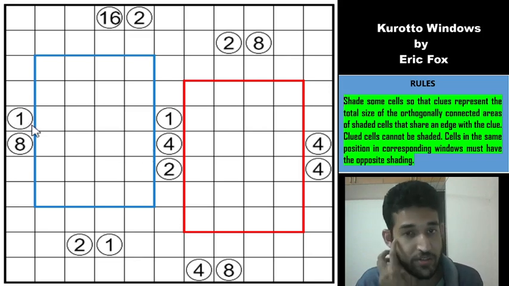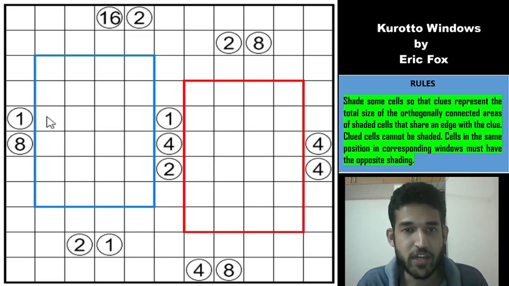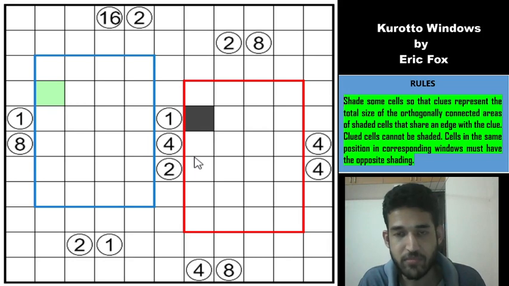Okay, this one clue is easy to start because we know that exactly one cell is shaded with the one clue. Either this cell is shaded or this cell is shaded, which means that this cell will be unshaded, right? Because if I shade this cell, it is going to connect with this shaded cell or with this shaded cell, and the value is going to be at least 2, but it is 1, right? So this is unshaded, and the corresponding cell in this window is going to be shaded.